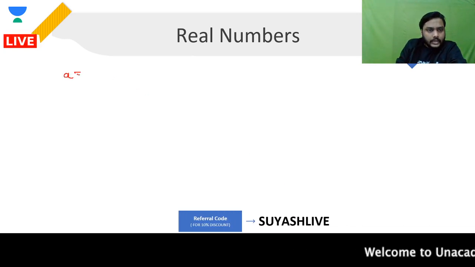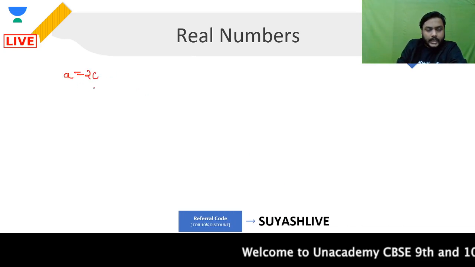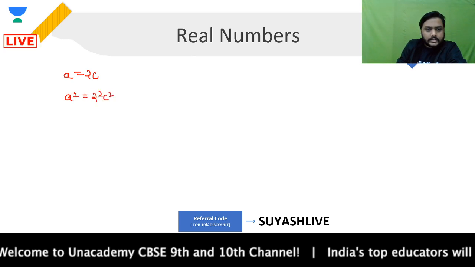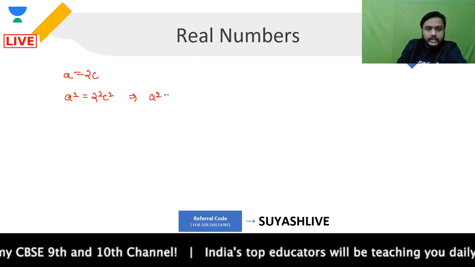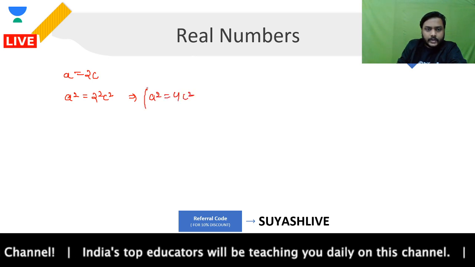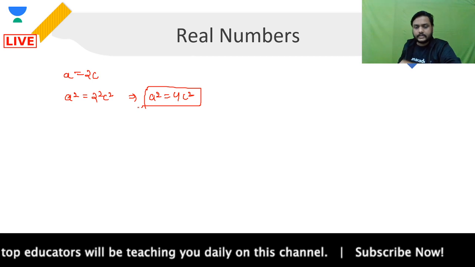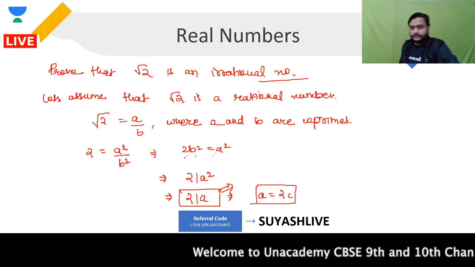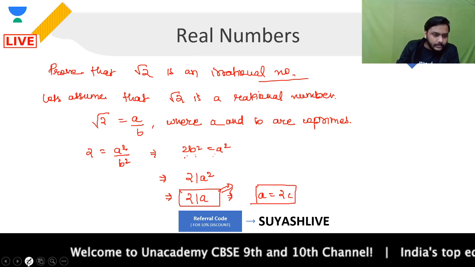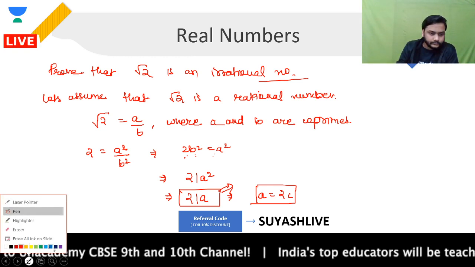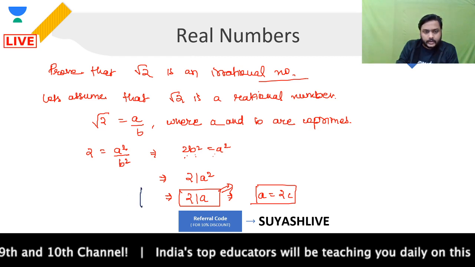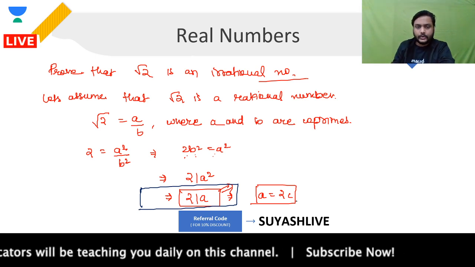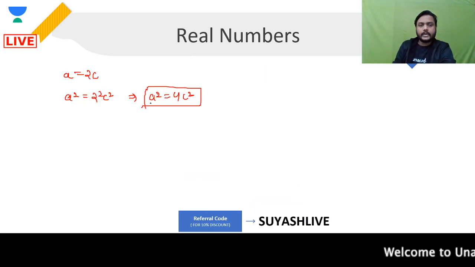Now when a is equal to 2c, again what I'm doing, I'm squaring both the sides, and it will be a square is equal to 2 square c square, which means I can say a square is equal to 4c square. Are you clear with this guys? You got this? Remember here that 2 divides a, right? Remember this, 2 divides a. This is one condition that I'm marking using blue color. So this is my condition, 2 divides a. From here I said a is equal to 2c, and I got a square is equal to 4c square.